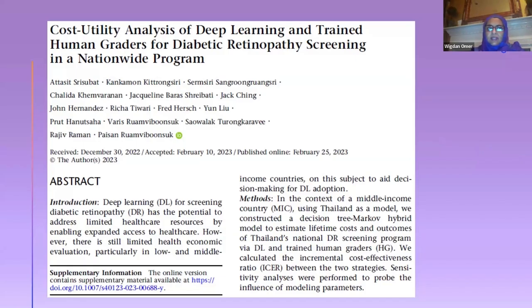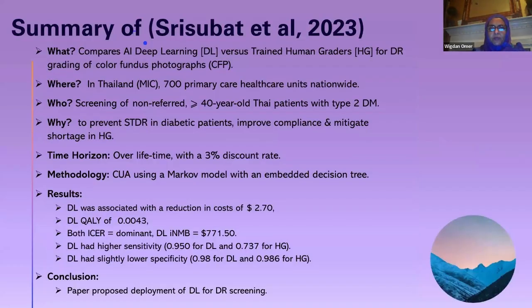The study I've chosen is cost-utility analysis of deep learning and trained human graders for diabetic retinopathy screening in a nationwide program. The study was based in Thailand and published in 2023. It basically compares AI deep learning versus trained human graders for diabetic retinopathy grading of color fundus photographs, CFP.